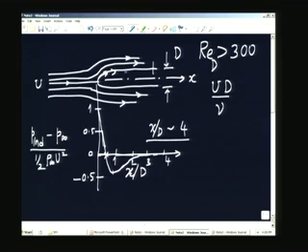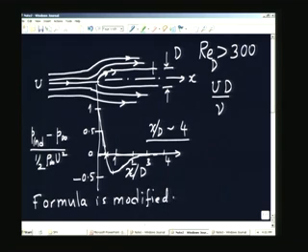So, the boundary layer is very thin, and the pressure loss or loss due to friction is also very small. Therefore, for values of Red greater than 300, the formula which I gave earlier is more or less okay. The formula can be modified by introducing a coefficient. Why do we require the coefficient?